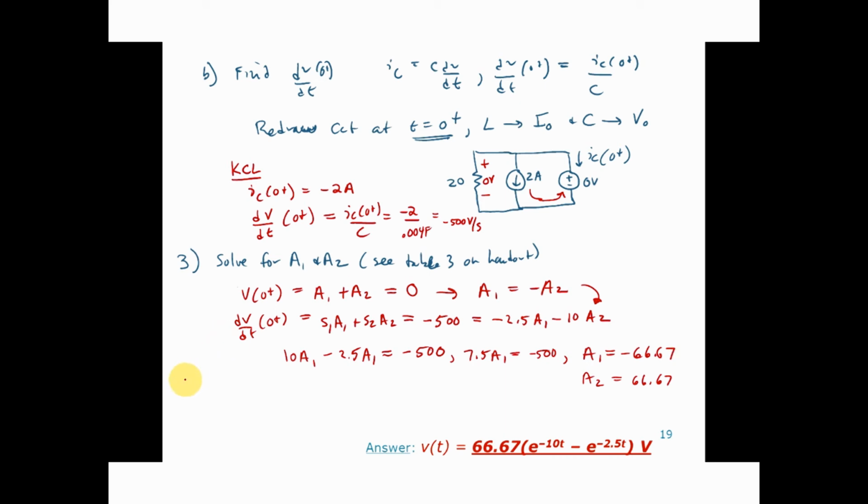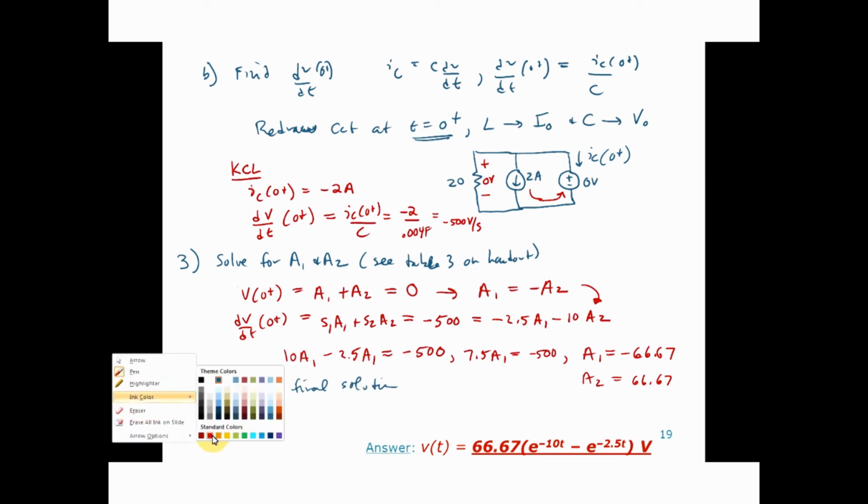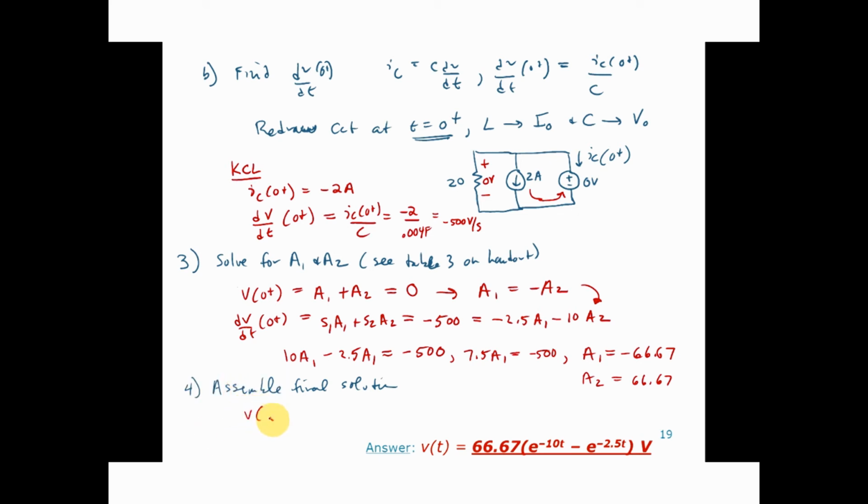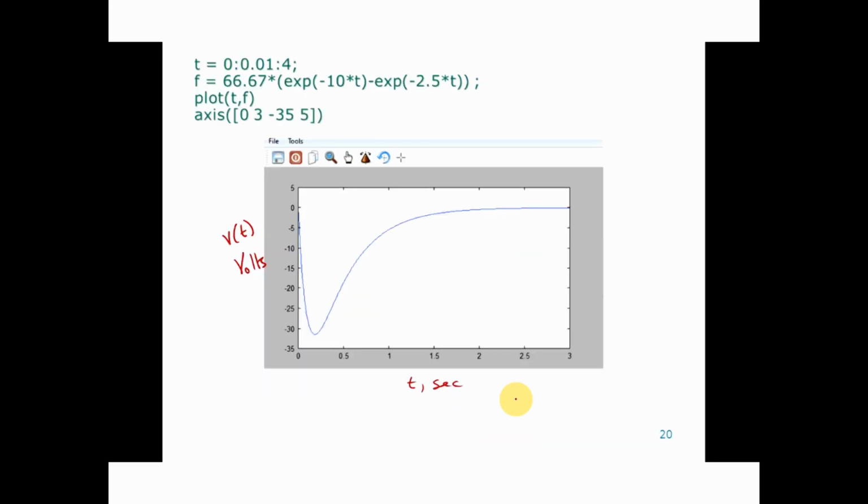Okay, and then step 4, you assemble the final solution. So that's just putting all the pieces together. So V of t equals A1 e to the S1 t plus A2 e to the S2 t, and that's basically that there, with a little bit of manipulation to get that. Okay, and it's also fun to plot what that looks like. I just like to see that. So this is the solution for the voltage.